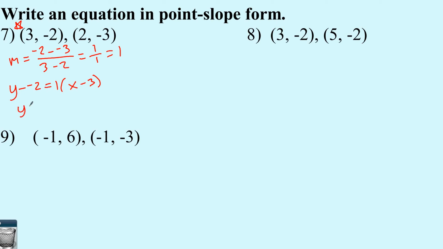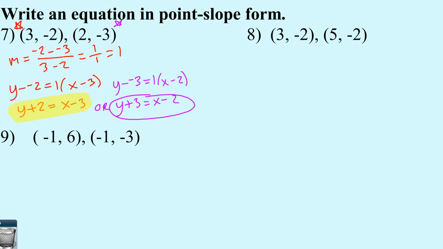We can simplify this and say y plus 2 equals x minus 3, because that 1 doesn't really need to be there. If you leave it, I won't care about the 1. But these 2 negatives, yeah, you need to fix those. Okay? You could have also written it with this point. I would have accepted y minus negative 3 equals 1 times x minus 2. So if you had given y plus 3 equals x minus 2, I would have also accepted that. All right, so just so you know, I don't care which one, but I'm just going to keep picking the first one.